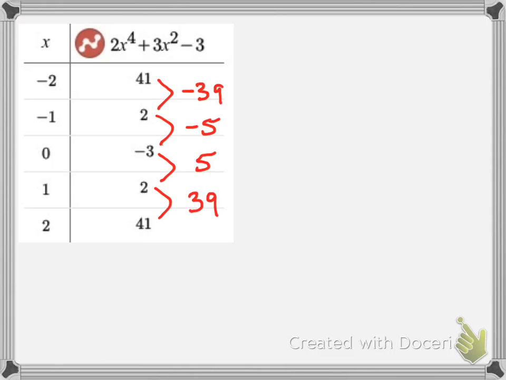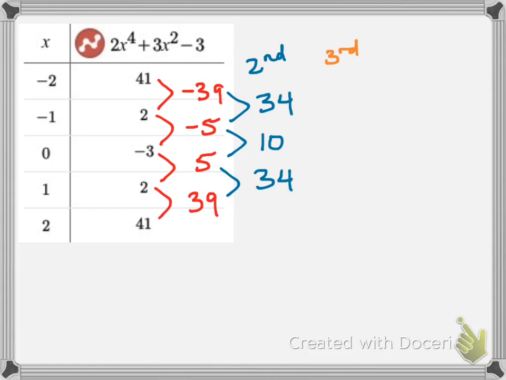Let's look at the second. -5 minus 39 is 34. So this is second differences. 5 minus -5 is 10. 39 minus 5 is 34. Okay, so still not constant. Let's look at the third. 10 minus 34 is -24. 34 minus 10 is +24.